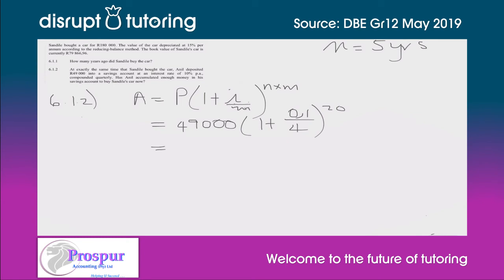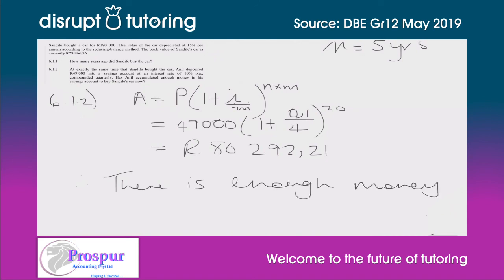Right, when we put that into our calculator, we will find that Anil has 80,292.21. All right, and we know that that value is greater than 79,866.96. So therefore, there is enough money to purchase the car. And that would get you a really well-deserved 3 marks.